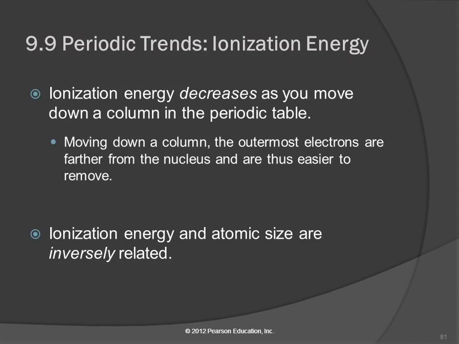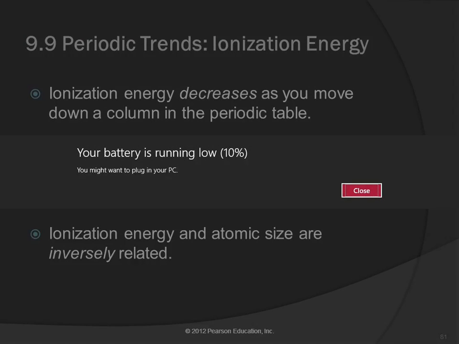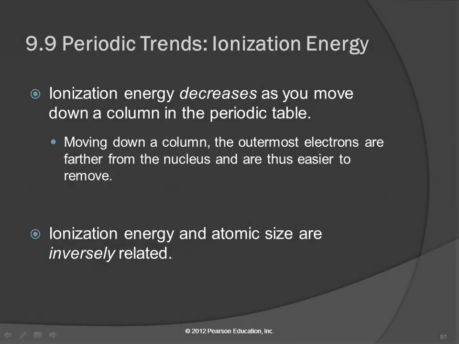The ionization energy decreases as you move down. As you go down a column, the atoms are getting larger and larger. The force of attraction between the electron and the nucleus depends on the distance between them. As the distance increases, it becomes easier to pull off.